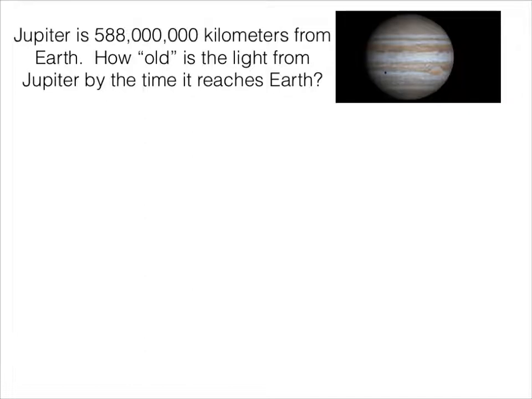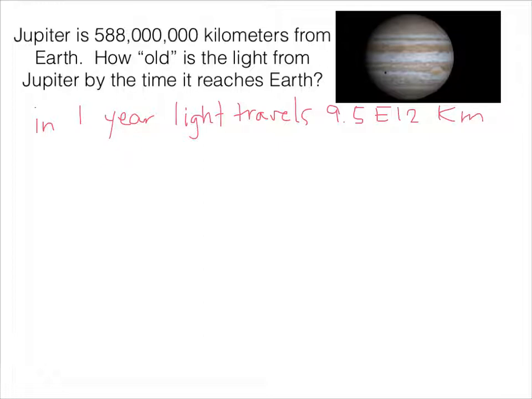And so if we want to know how old is the light coming from Jupiter, we want to remember that in 1 year, light travels 9.5 times 10 to the 12th kilometers, because our unit here is kilometers. So we got to make sure that we match up those distance units when we're doing our conversions.